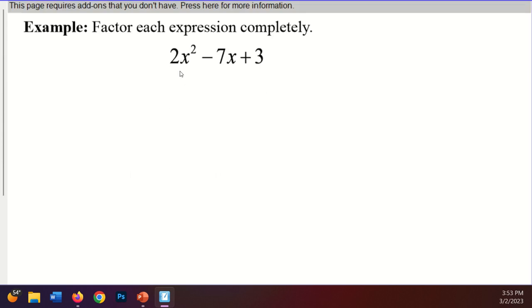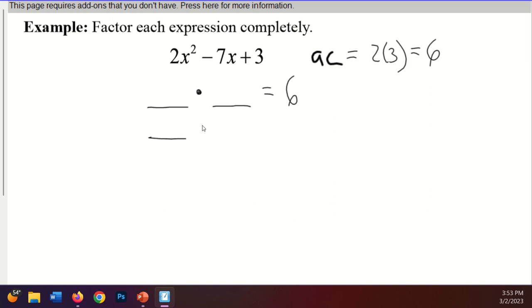Well, here I have 2x squared minus 7x plus 3. And so what I want to do is figure out what ac is. Now in this case, ac is going to be 2 times 3, and that's going to be 6. So I need two values that when I multiply them, I get this 6, and then when I add those two values, I get negative 7.